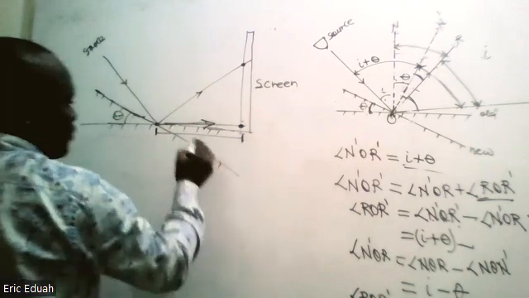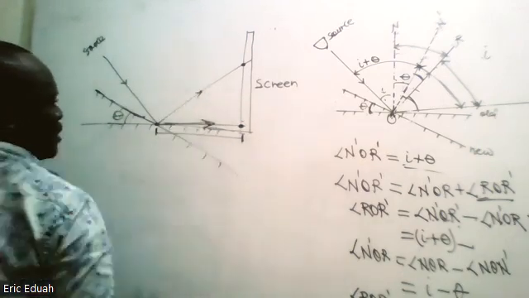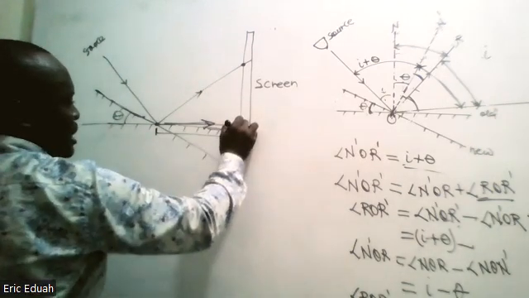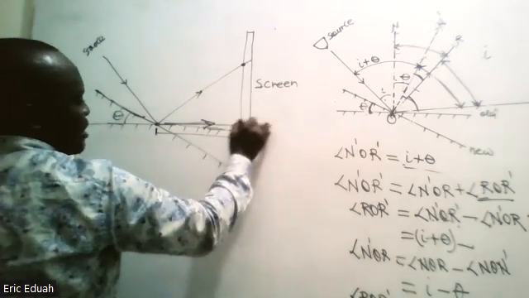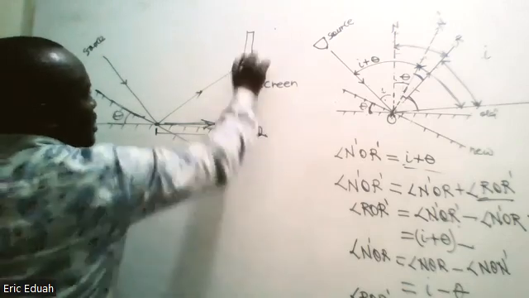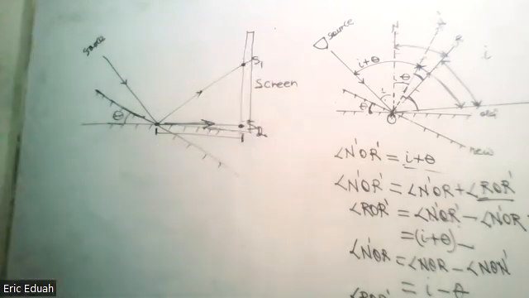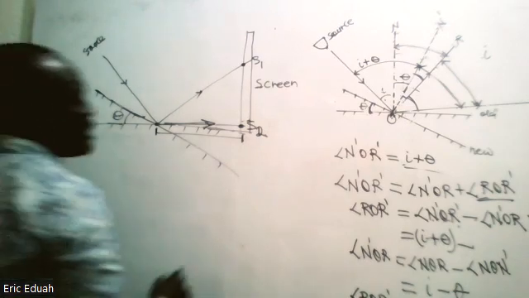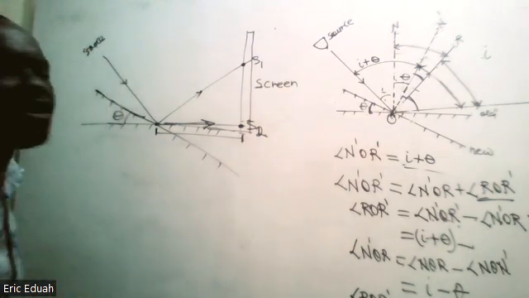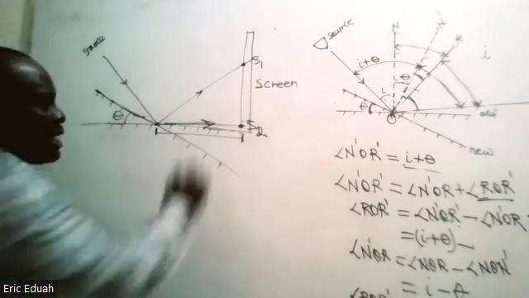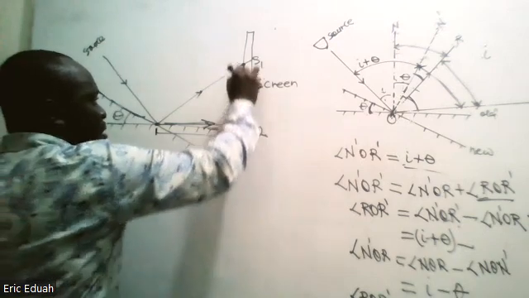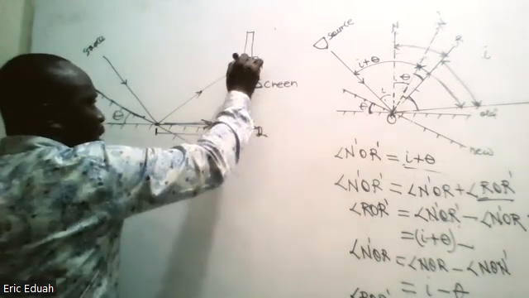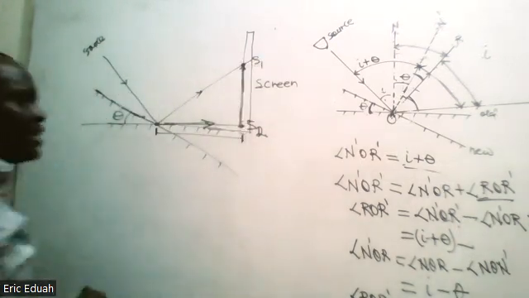So these are the two reflected rays, this one and this one. This one producing the spot here, this one also producing a spot. So this is S1, this is S2. Now the question is to determine the height of the image formed on the screen. And this is the image formed. So this determines the height of the image.